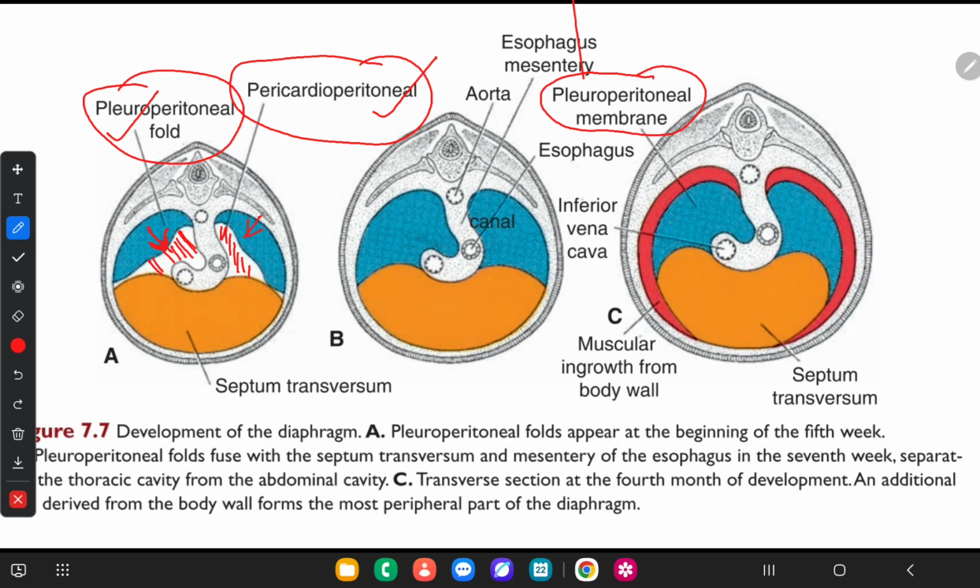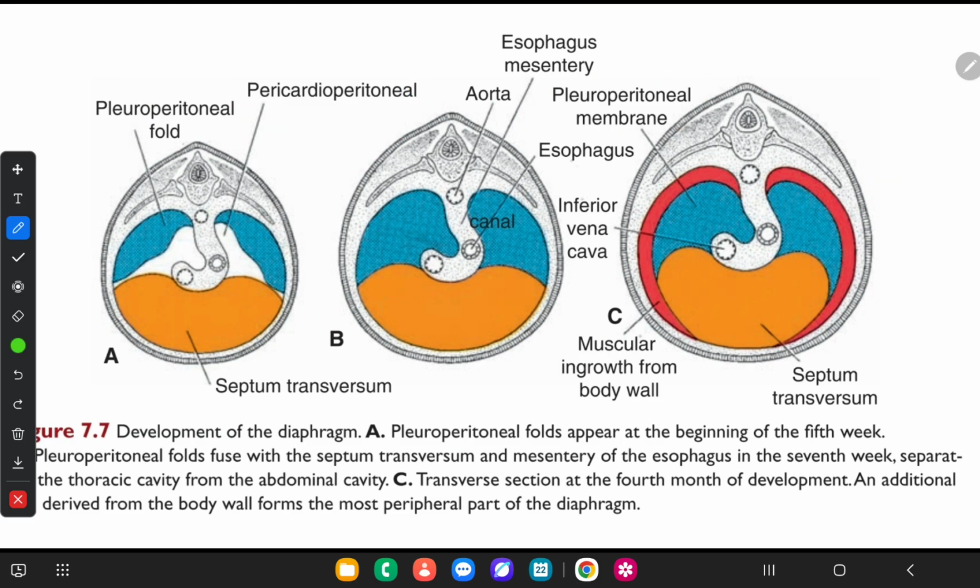Then further expansion of the pleural cavities relative to the mesenchyme of the body wall adds a peripheral rim to the pleuroperitoneal membrane. This red colored one is that peripheral rim. Once this rim is established, myoblasts originating from somites at cervical segments 3 to 5 penetrate the membrane and form the muscular part of the diaphragm. This peripheral rim derived from the body wall forms the muscular part of the diaphragm.